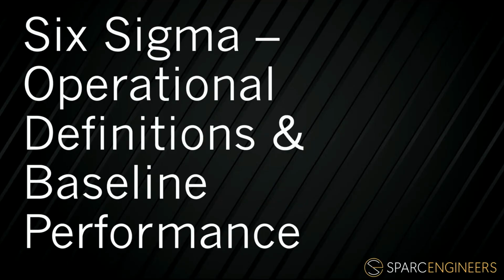Before a black belt team can analyze a problem, identify root causes, or prove improvement, the team must first be clear about what is being measured and what the process is doing today. Operational definitions help us make sure everyone is measuring the same thing in the same way. Baseline performance helps us understand where the process is starting from before we make changes. Together, these concepts help prevent one of the most common mistakes in improvement projects: making decisions based on unclear, inconsistent, or incomplete data.